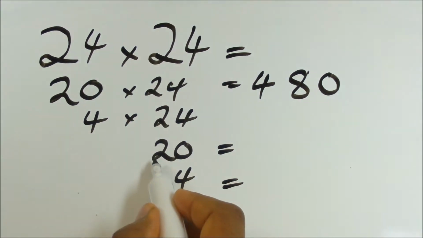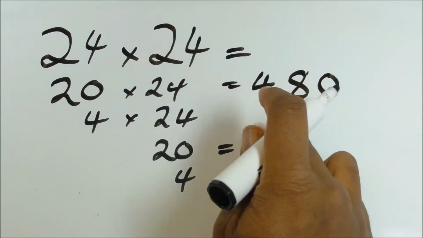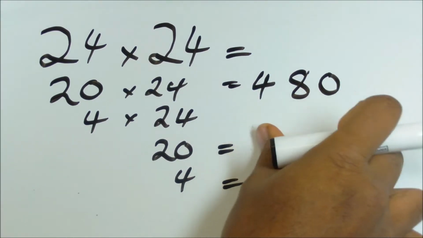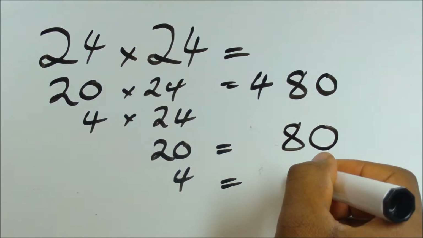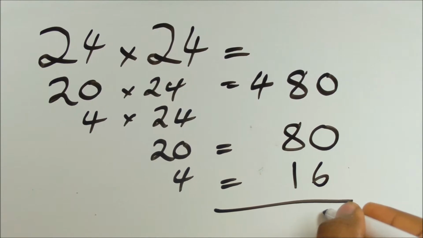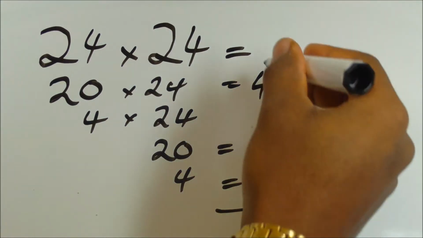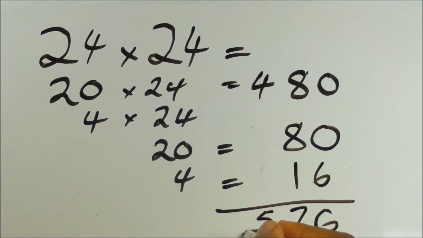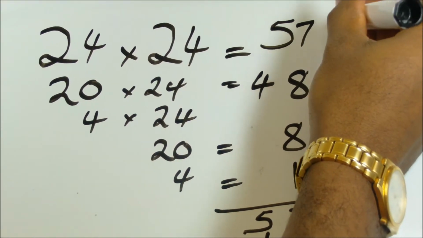4 multiplied by the 20, again just double this number and add the 0. Let me just reduce this to this side, 80 here. 4 times 4 is 16, and you add them up. 0, 6, 7, and 5 goes here. 5, 7, 6.